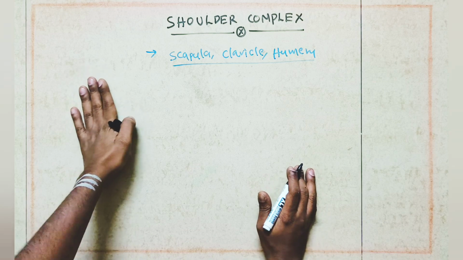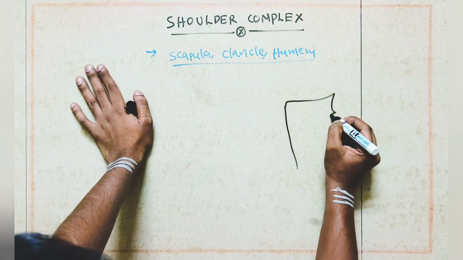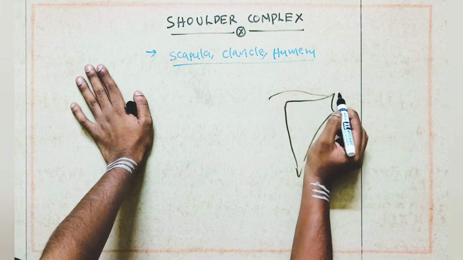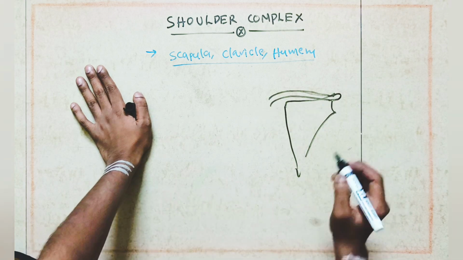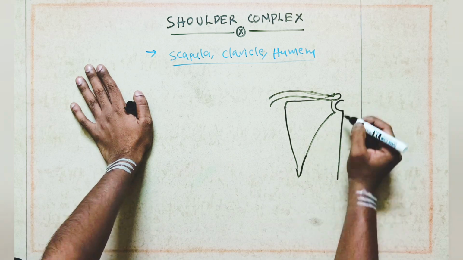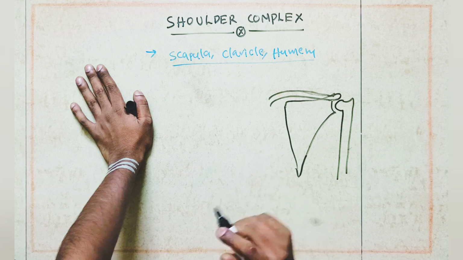Now if we see scapula, clavicle, humerus, suppose here I'm drawing, this is our scapula. We are seeing the scapula anteriorly, so here we will be having the clavicle, and then here we will be having the humerus. So scapula, clavicle and humerus make the shoulder complex.